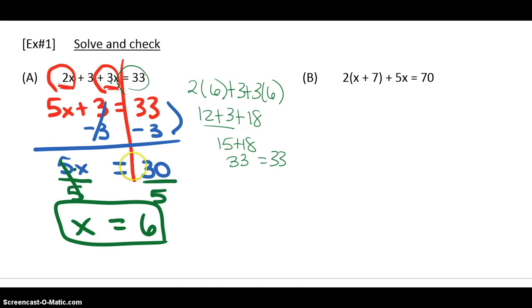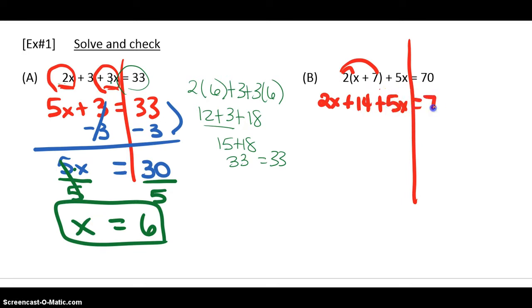Okay, so looking again, we found our equal sign. We cleaned up the left-hand side by combining like terms, and then we went ahead and solved the equation. Okay, let's go on to problem B. So look at it, we'll find our equal sign, and you can see we have multiple variables there. So what do we do first? Well, I see that there's multiplication outside the parentheses with addition, subtraction on the inside, so I think of distributive property. So I want to take the 2 times the x plus 2 times 7, 14, plus 5x equals 70.